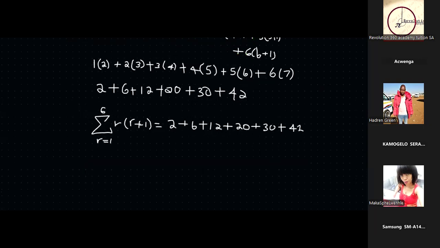Now let's continue. So here we're gonna have sigma sign, and then here we're having 6. This is r, it's equals to 1. And then here you can say r into r plus 1. Now r plus 1. Now what we are going to do, you're gonna determine the sum. So what is the summation there? You add everything.